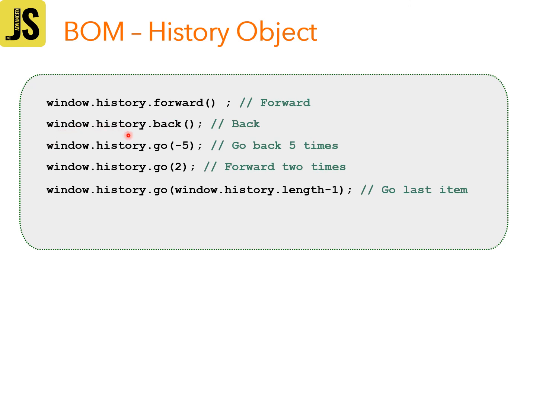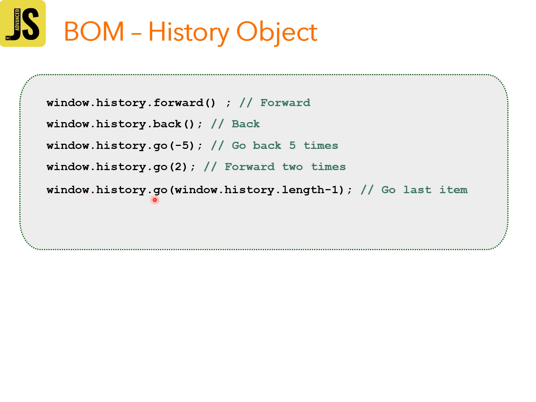Then window.history.back. It will go to the backward history. Then window.history.go of -5. Here -5 means the minus mentions backward. So go back 5 times. So the window will move back 5 times from the present value. Then window.history.go of 2. It will move forward 2 times.